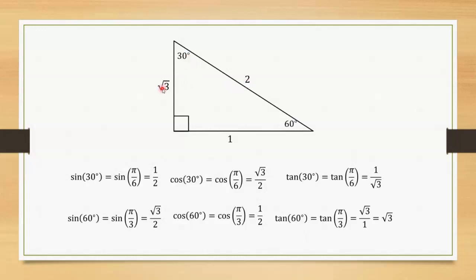Hypotenuse. The adjacent side to 30 degrees is radical 3. This is 2, hypotenuse. The hypotenuse doesn't change. When you get tangent, that's opposite over adjacent. I left it as 1 over radical 3. I probably could have converted this to radical 3 over 3, but this is fine.